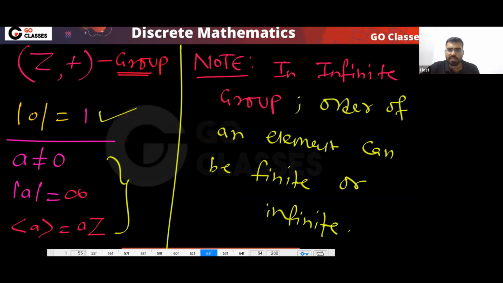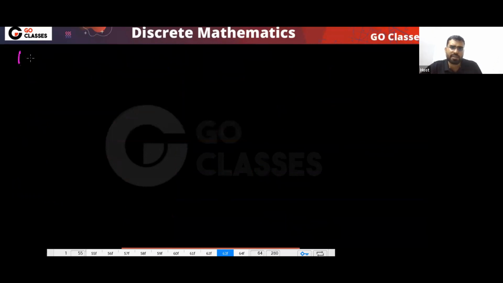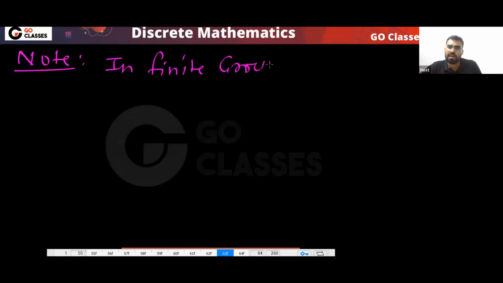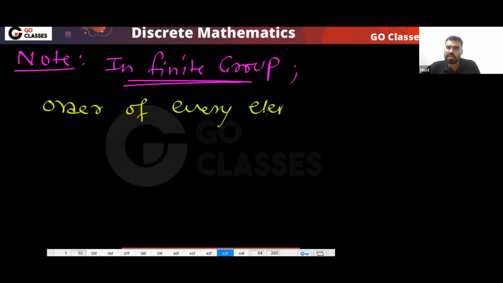And what about a finite group? What will happen in a finite group? Because it is a finite group, the order of any element will be finite. The order of every element will be finite. Because it is a finite group, the maximum number of elements you can generate is a finite number. So the order of every element is finite.